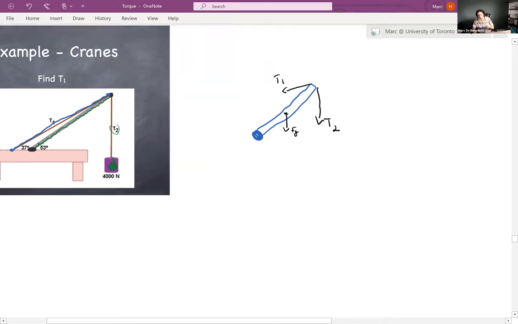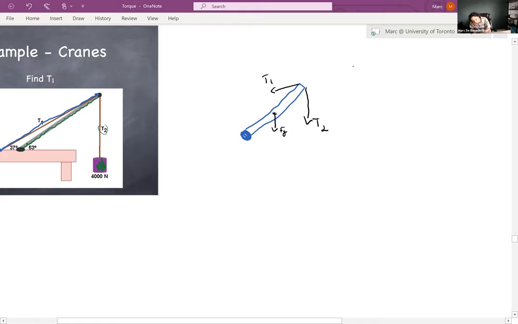And the whole point of this question is that we want the crane to function properly, so we want the net torque to equal zero. If the net torque was not equal to zero, then that means there would be a rotational acceleration, which is bad. You do not want a crane to be rotating at all.